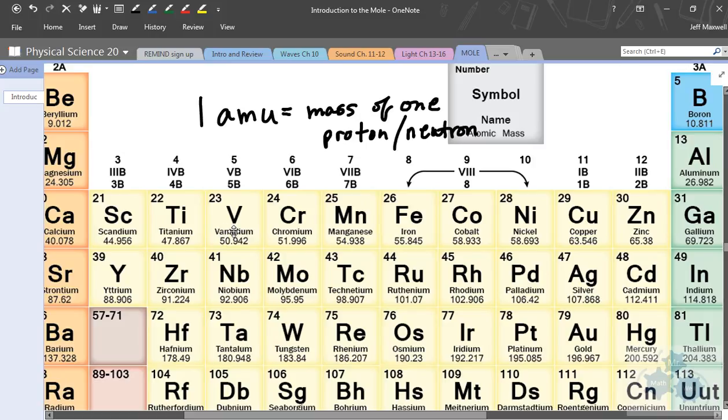So all vanadium atoms have 23 protons, but some have different numbers of neutrons. Okay. And so when you take into account the relative abundance of what I call the cousin versions of vanadium, the average mass for one typical atom of vanadium is about 50.942 atomic mass units. All right, so that's the average mass in atomic mass units.